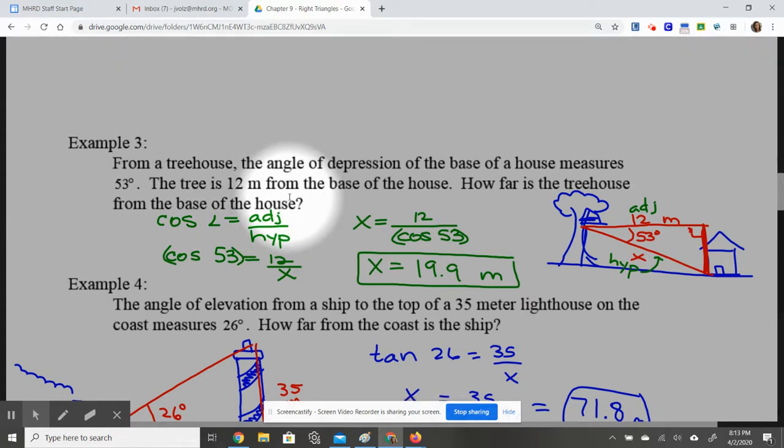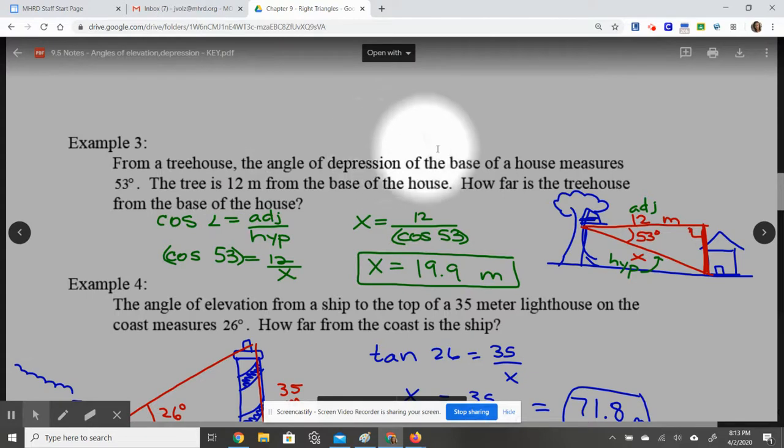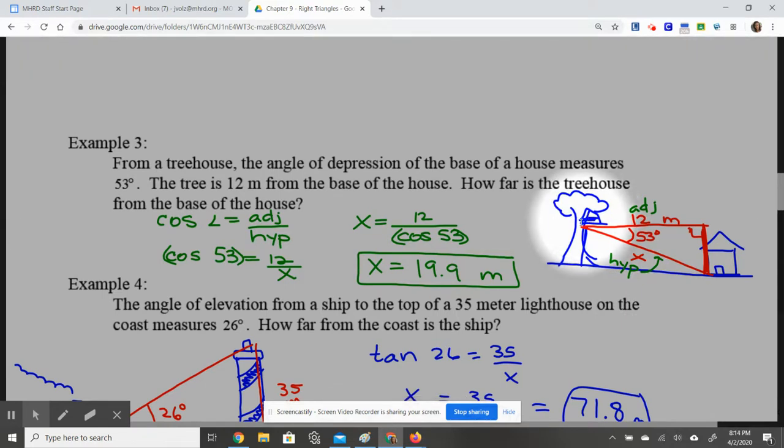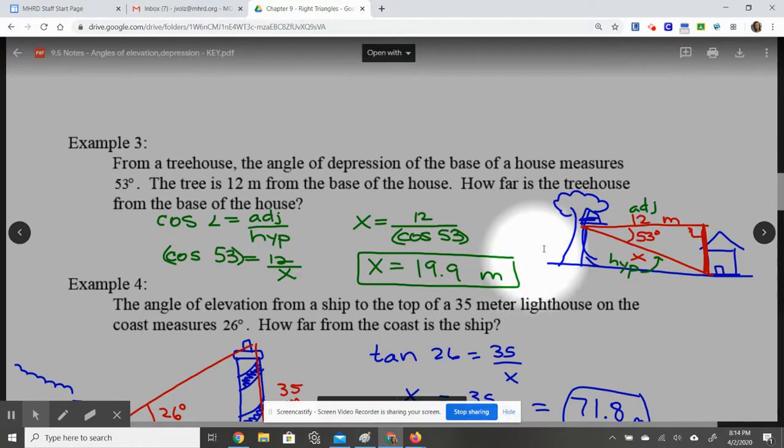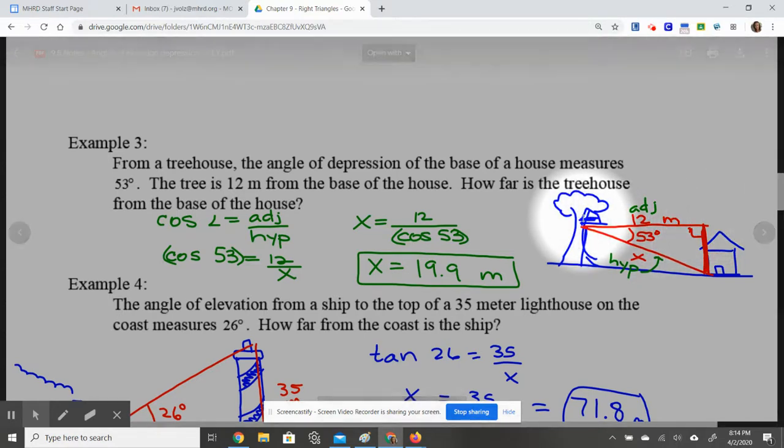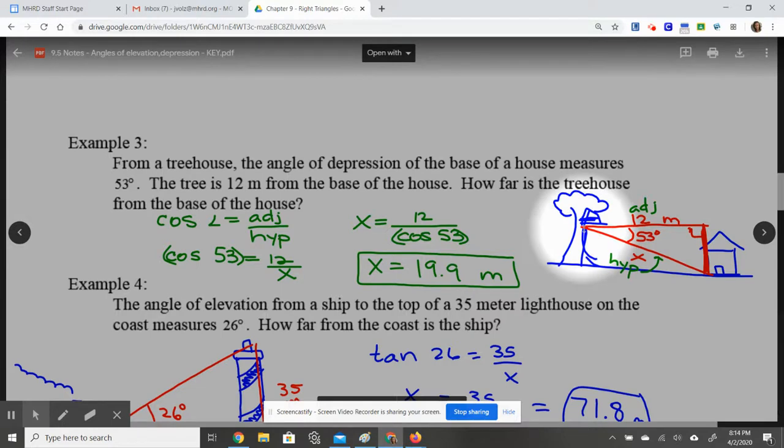So this might sound repetitive and like they're asking the same question as what they told you, but it's not. The tree house is up in the tree. The angle of depression, if you were to look straight out versus looking down to the base of the house, the angle of depression going down here is 53 degrees. So the straight out horizontal is the distance from the tree to the house. But they're asking us how far is the tree house from the base of the house. So what they're really looking for is the hypotenuse here of this right triangle.